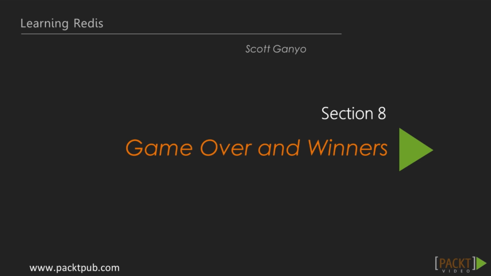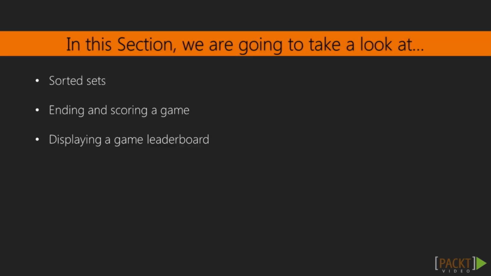Welcome to Learning Redis, Section 8, Winners and Losers. So having now set up our implementation using Redis lists to track the players' trays and turns, we're getting very close to finishing our game. We just have a few more elements to take care of. In this section, we'll learn about the sorted set. We'll figure out how we can determine if a game has ended and who won, and we'll implement a game leaderboard that can display our top 10 players.